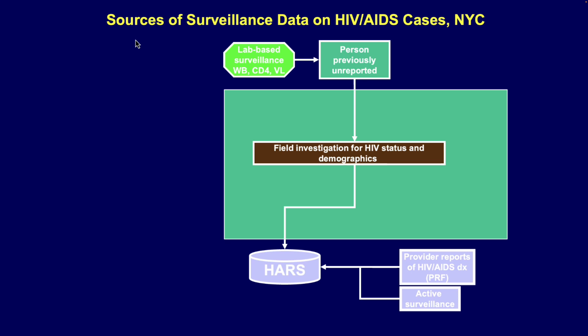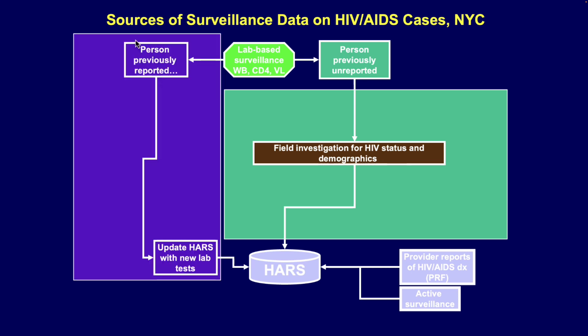So let's delve into this a little further. If a laboratory report comes in and it represents a person who was never reported to the HIV surveillance system previously, then that could represent a potential new case, and it needs to go out for field investigation to gather some more information. Field investigation can confirm HIV status if the laboratory report is nonspecific, like a CD4 test, but also can be used to get demographics and other information that is not reported by laboratories.